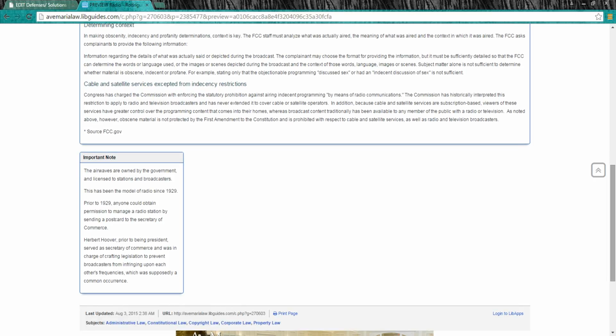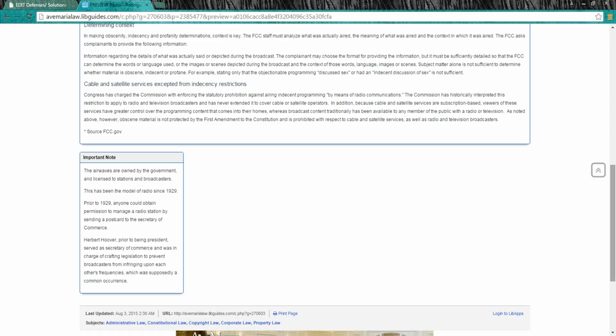And I also included some important historical facts that I found interesting after doing all the research about why the airwaves are governed by the government. What they do is they give licenses to different stations, radio stations and TV stations, and that's why the government is allowed to police the kinds of content that they have on their networks. And that's been this way since 1929, when President Herbert Hoover, before he was president, served as Secretary of Commerce.